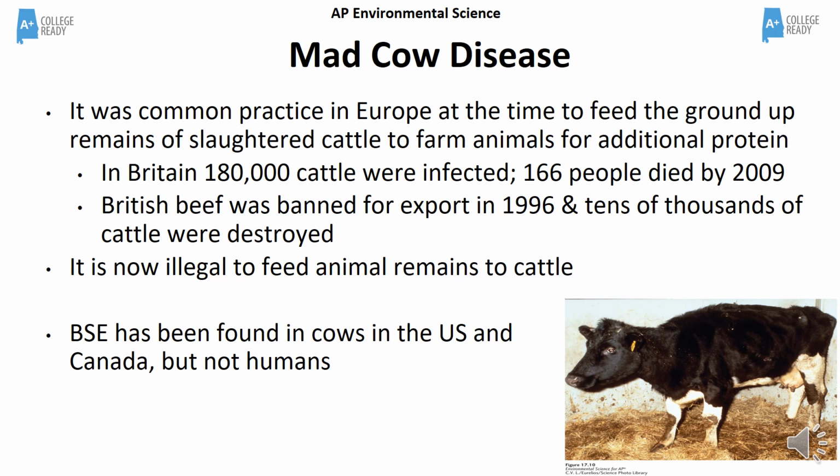It was a common practice in Europe at the time to feed ground-up remains of slaughter cattle to farm animals for additional protein. In Britain, 180,000 cattle were infected. 166 people died by 2009. British beef was banned for export in 1996, and tens of thousands of cattle were destroyed. It is now illegal to feed animal remains to cattle. BSE has been found in cows in the U.S. and Canada, but not humans.